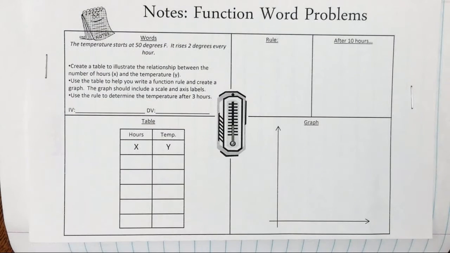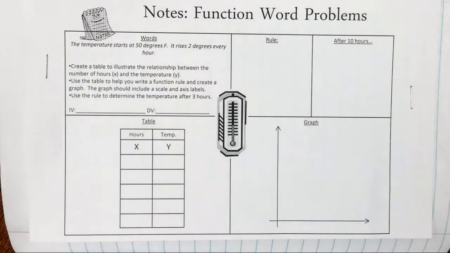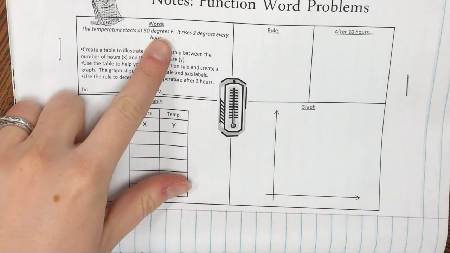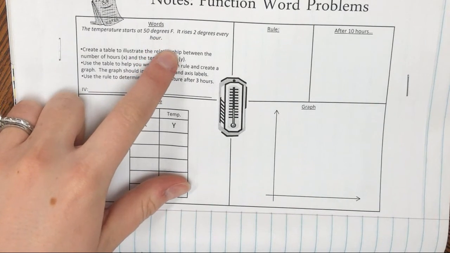In today's video, we're going to talk about how to take word problems and change them into function rules, tables, graphs, and then make predictions based on our function rule. So our word problem is: the temperature starts at 50 degrees Fahrenheit and it rises 2 degrees every hour.